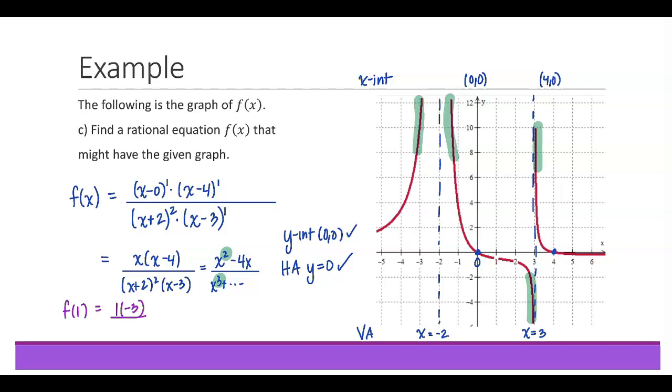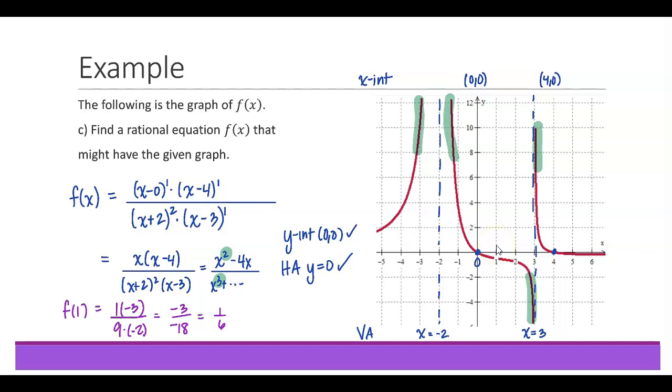And then 1 plus 2 is 3, 3 squared is 9. And 1 minus 3, that's going to give me a negative 2. So what I have is a negative 3 over negative 18, or a 1/6. So looking here, I can see that I should have got out a negative value if my function truly represented this graph. But what happened was I got out a positive value.